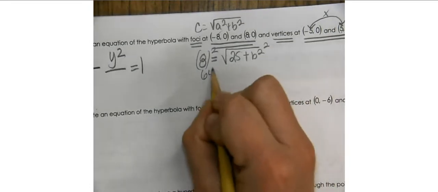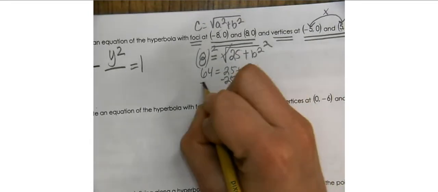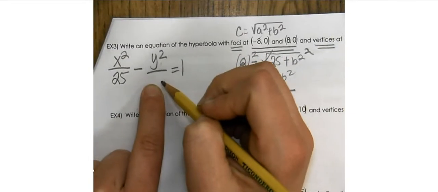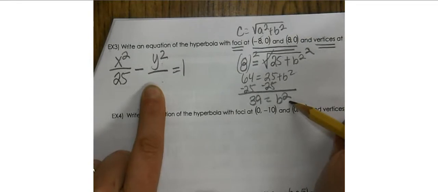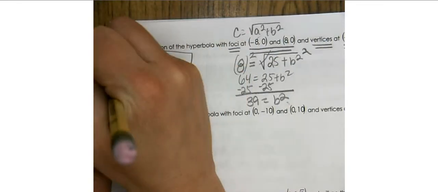In order for me to get b squared alone, I'm going to square both sides, and we end up with 64 is equal to 25 plus b squared, and that's because the square eliminates the square root. I'm going to subtract 25 on both sides. And when I do that, I end up with 39 is equal to b squared. I don't need to take the square root of both sides since the number that's supposed to be below y squared needs to be b squared. So that's going to be 39. And this is simply our equation.